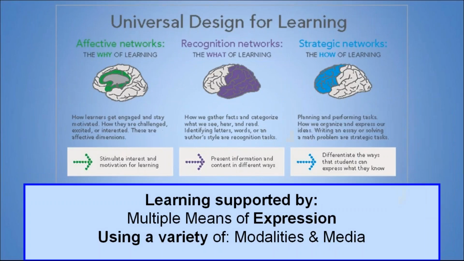But first, a little bit more about Universal Design for Learning. UDL helped me see many new ways of engaging students. It's a set of principles based on the neuroscience of learning. Here's a graphic showing the three important networks in the brain. More simply, the what, the why, and the how people learn.